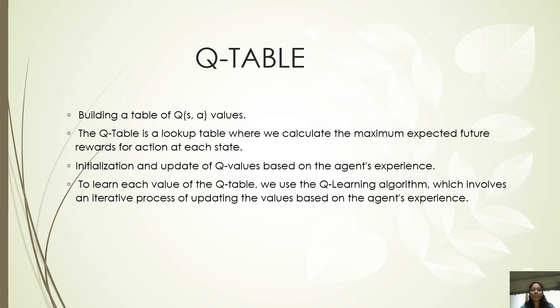Here, the Q table is a lookup table where we calculate the maximum expected future rewards for action at each state. First we do the initialization, and then we update the Q values based on the agent's experience. To learn each value of the Q table, we use the Q learning algorithm, which involves an iterative process of updating the values based on the agent's experience. This is nothing but the Q table.